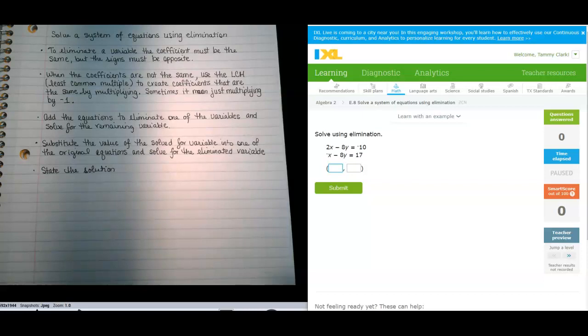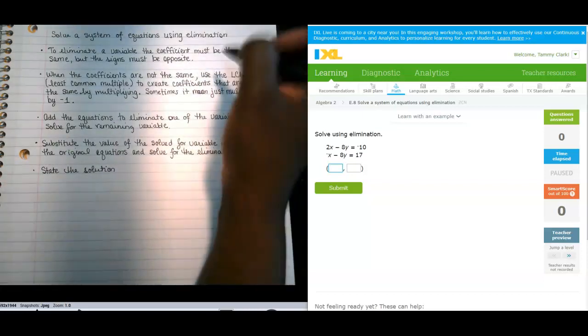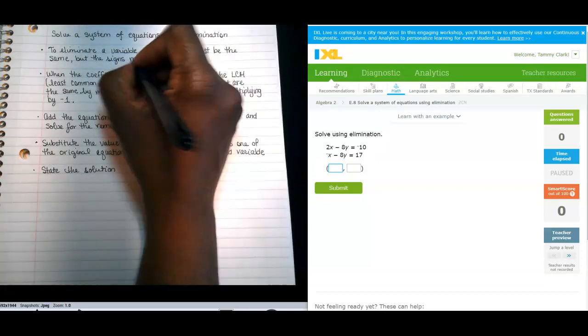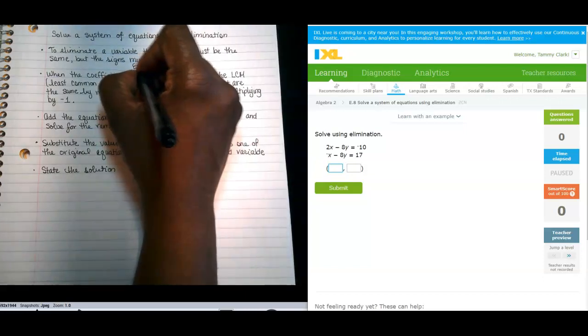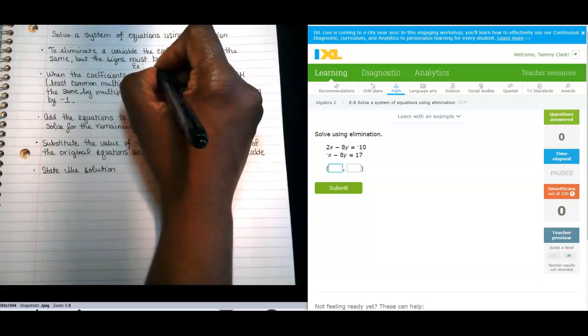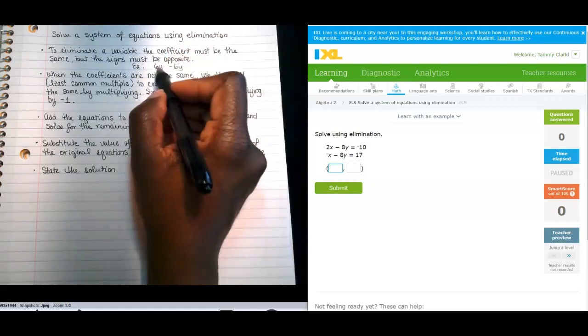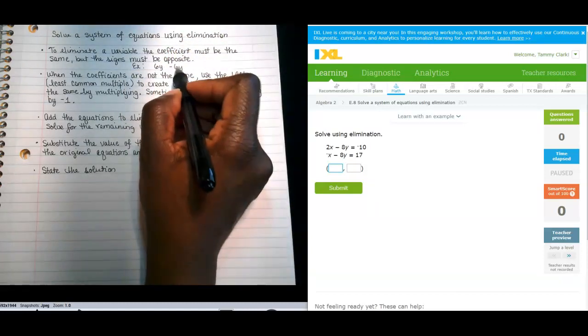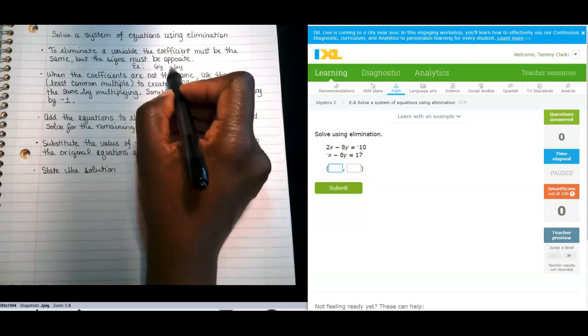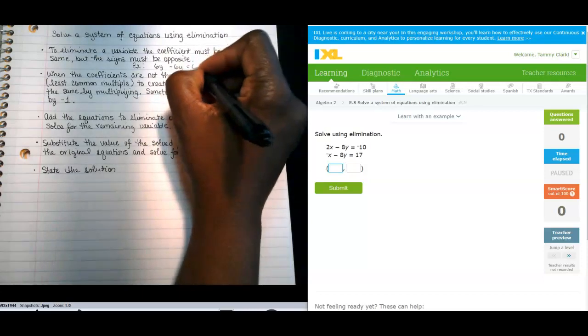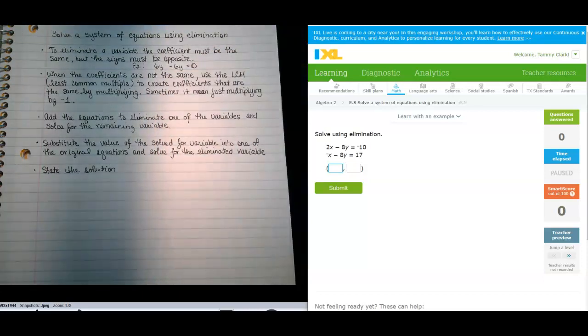For instance, when we say the coefficient must be the same, but the signs must be different, an example of that might be, I have a 6y and a negative 6y. Well, the coefficients, meaning the numbers, are the same, but the signs, positive and negative, are different. And when you do that, of course, that equals 0. So that's why you want your coefficients to be the same, but the signs to be opposite, because we need one of the variables to go away.